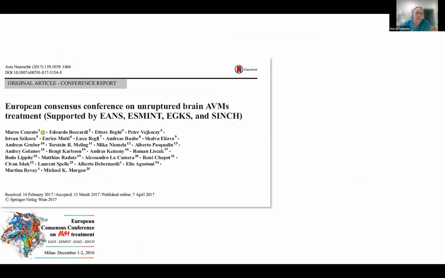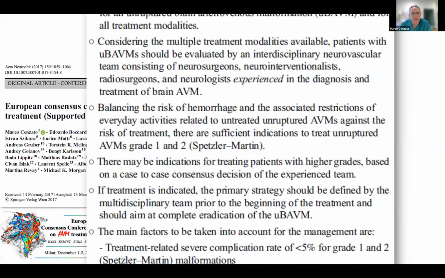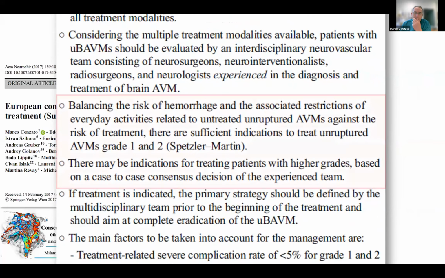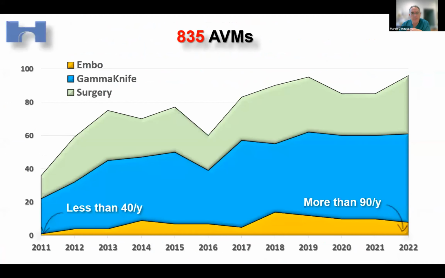So we published, a few years after the ARUBA trial, a consensus conference on unruptured AVM, where we all together, a surgical team, endovascular team, and international radiosurgical team, stated together that at least grade 1 and 2 have to be treated, while higher grades have to be treated on a case-to-case basis.